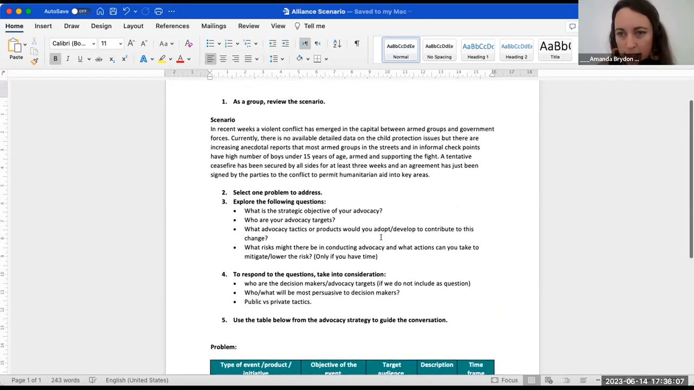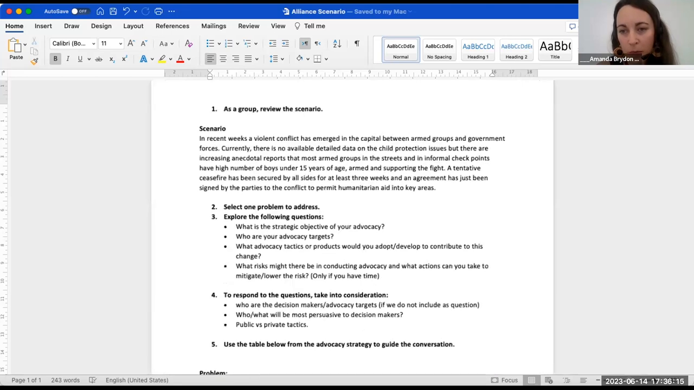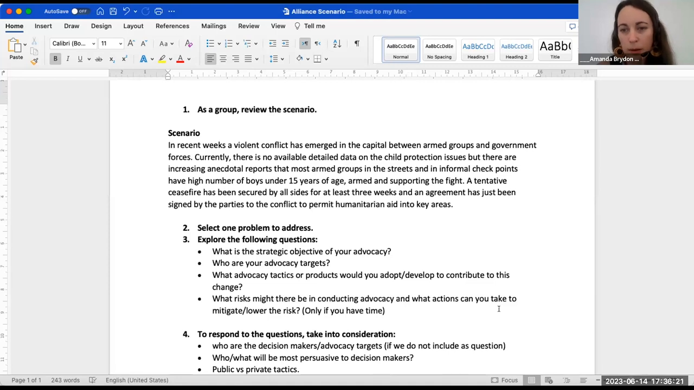So in recent weeks, a violent conflict has emerged in the capital between armed groups and government forces. Currently, there's no available data on child protection issues, but there are increasing anecdotal reports that most armed groups in the streets and in informal checkpoints have high numbers of boys under the age of 15 armed and supporting the fighting. A tentative ceasefire has been secured by all sides for at least 3 weeks, and an agreement has been signed by the parties to the conflict to permit humanitarian aid into key areas.